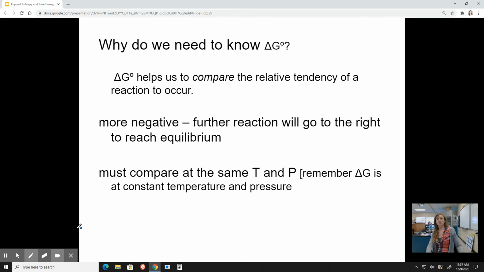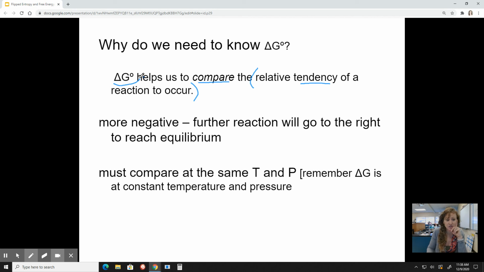We're going to talk about how to calculate delta G. We have a couple different ways of calculating delta G here in just a minute. Conceptually, though, why do we need to know delta G? Well, it helps us to compare the tendency of a reaction to occur. So this is another way of naming spontaneity. What is the tendency of the reaction to occur? Not how fast it reacts, but what is its tendency to occur at all, right?